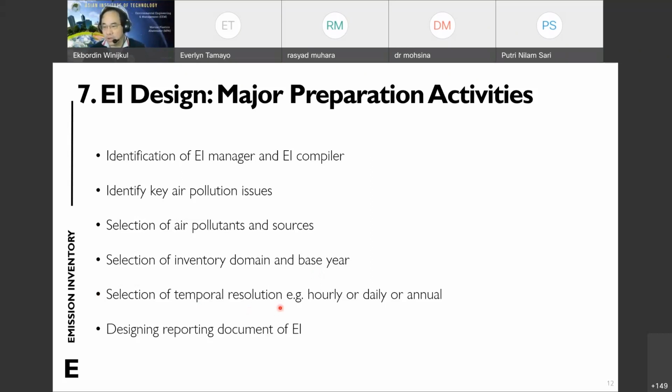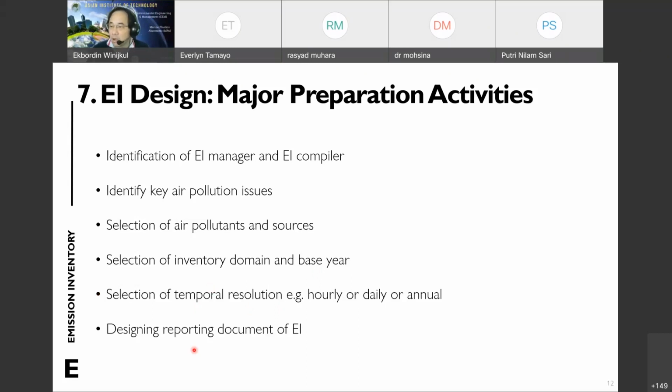What should be the time scale of this emission inventory, whether it's going to be hourly emission, monthly emission, or annual emission. It depends on how you will use this emission inventory. And then the last one is you need to decide how to report the emission inventory document.